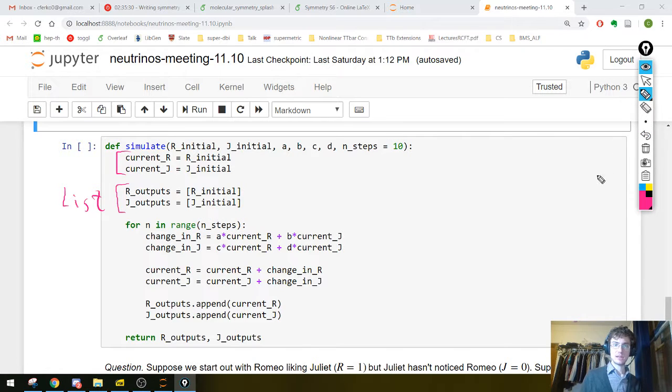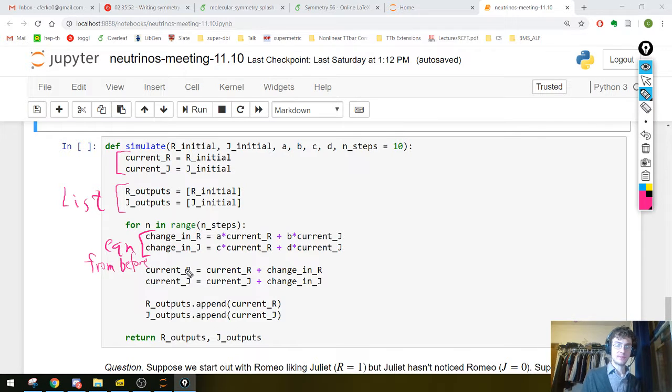For each of those time steps, what do I do? Well, I just use the equation. This is the equation we saw before, that the change in Romeo, delta R, is supposed to be A times the current R plus B times the current J. Similarly, the change in Juliet is C times the current R plus D times the current J. It's the same equation from before, just in Python.